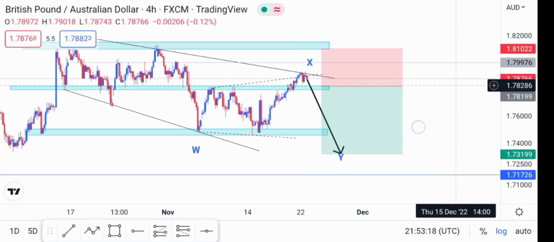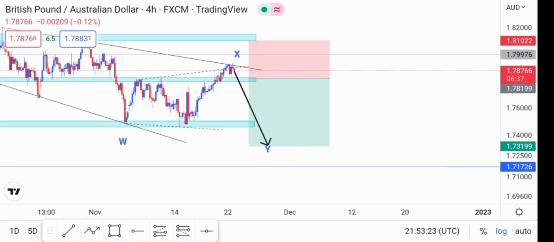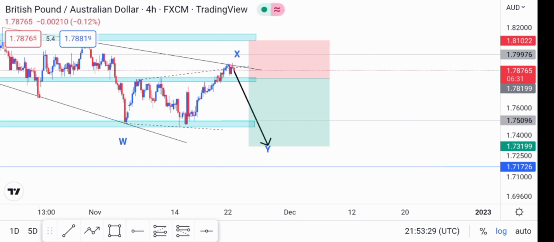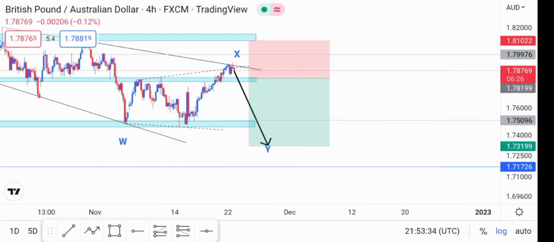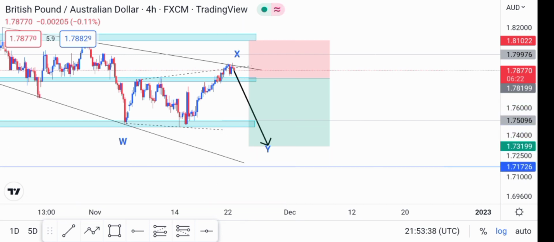So you can see the WXY pattern, or you can call it whatever you want. But the first take profit will be around this area right over here, or the moment we touch this level right over here, because this is an expanding channel, guys. So this is what you're anticipating.